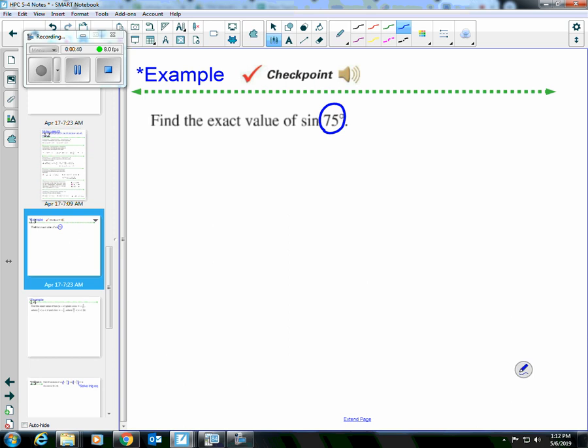So we talked about using those yesterday. So what two angles could add up to 75? Well, how about a 45-degree angle and then a 30? Now remember, you could definitely do this in radian measure too, but obviously if it gives it to us in degrees, that's a whole lot easier.